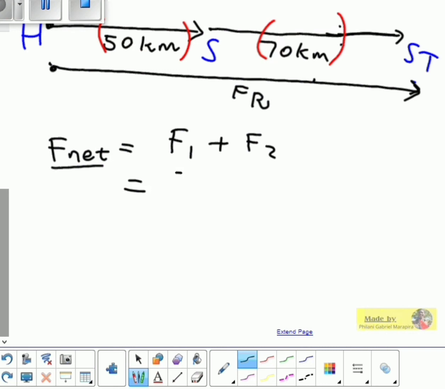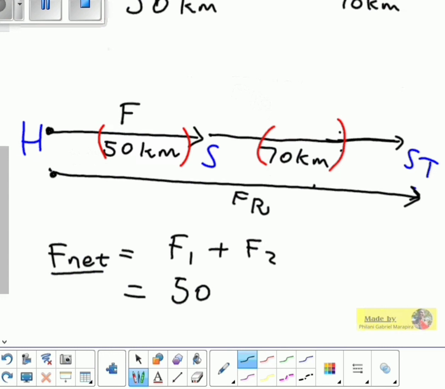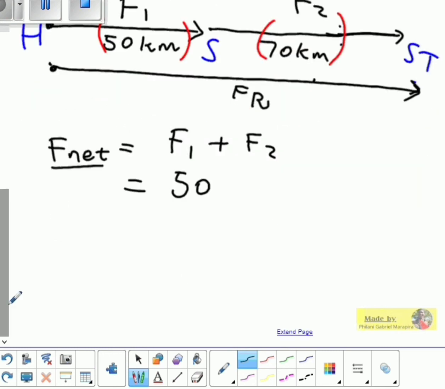So F1, we had 50 kilometers. F1 just means this first vector. Let's just label them F1 and F2. So we've got F1 plus F2, which is equal to 50 plus 70 kilometers. This is the resultant in terms of distance. So 50 plus 70 is equal to 120. So this is 120. That's your resultant vector.